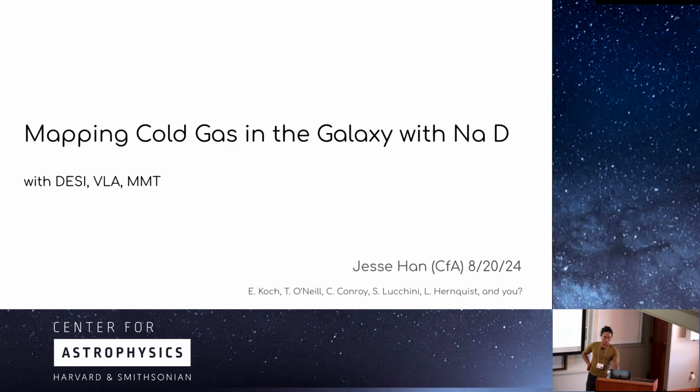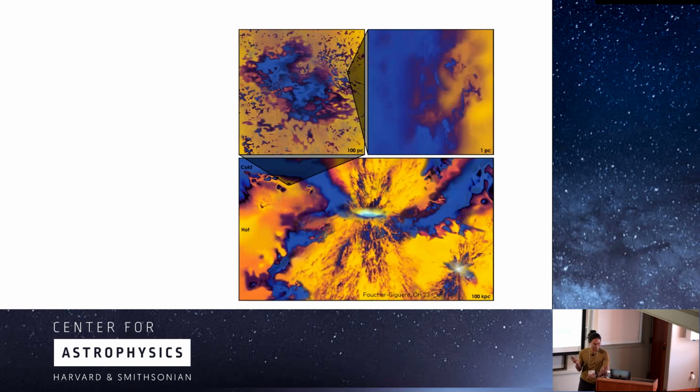So the title is, mapping cold gas in the galaxy with sodium D, with a lot of instruments, including DESI, VLA, MMT. And of course, this work is in collaboration with a lot of people, both in this room, Eric Koch, Theo O'Neill, Charlie Conroy, Scott Lukin, Lars Rehnquist, and maybe also you after this week. So let's get started. I know we were told not to put this up, but I have to.